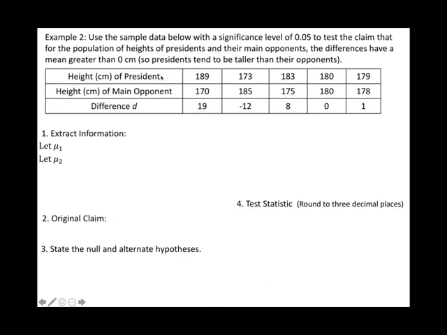So that's why mean 1 here, I'm going to let be the mean height of the president. Mean 2 will be their main opponent. State what is the mean of the difference. Okay, the mean of the difference is mean 1 minus mean 2. First figure out what is your original claim. You could see the claim statement here: the difference has a mean greater than 0. So when you subtract, mean 1 minus mean 2 is going to be greater than 0.